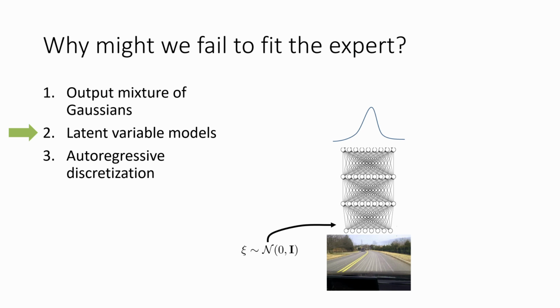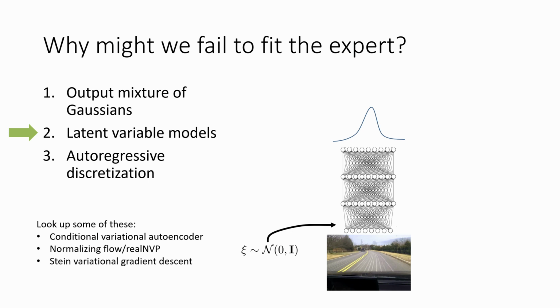But if you want to try this right now, I'll just give you a few keywords that you can look up if you want to get ahead of the game. So if you want to learn about latent variable models, you can look up conditional variational autoencoders, normalizing flows, or Stein variational gradient descent. So these are 3 different methods that might allow you to train models of this sort. And we'll talk a lot more about the first one, variational autoencoders, later on, probably in the second half of the course.